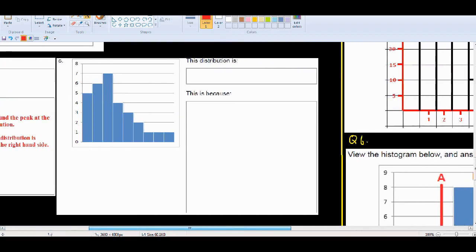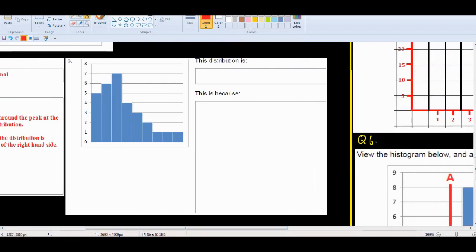Let's say C. For this one, how many peaks? There's only one peak. Do you see any symmetry from the center? You might still draw a line here, but you don't see the symmetry, because obviously the left hand side of the distribution has much greater heights than the right hand side. So this is not a symmetrical distribution, so that's a skewed distribution.